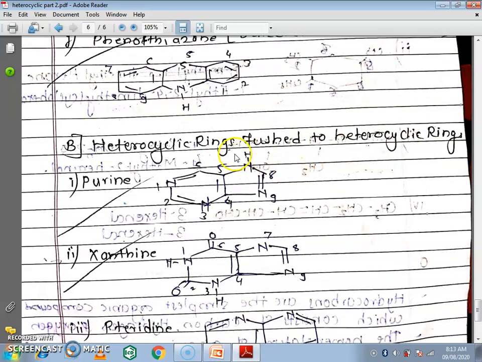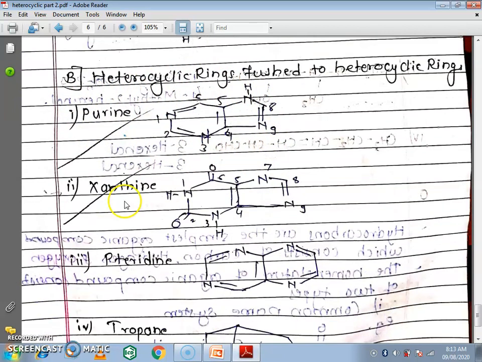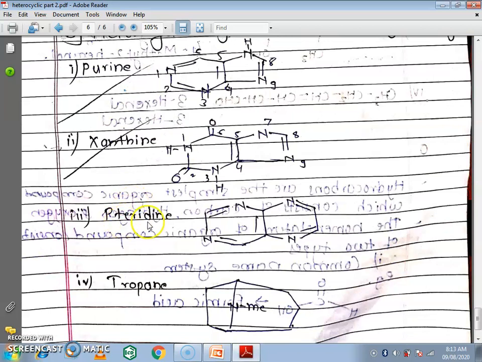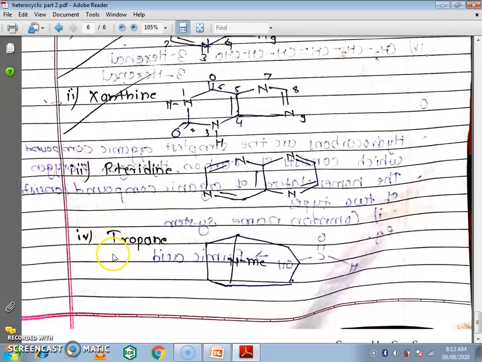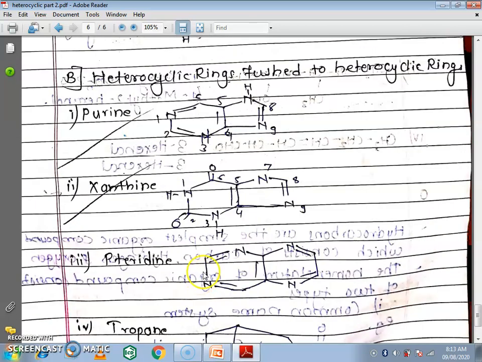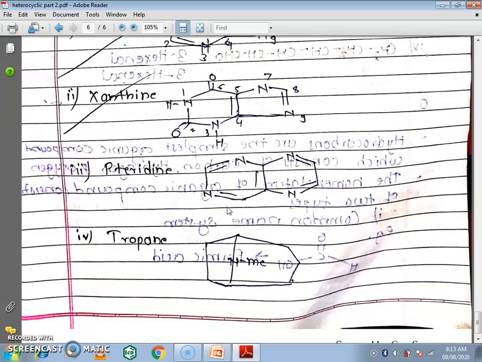In that we will see 2 heterocyclic rings fused. First one is purine. This one is a heterocycle. This is another heterocycle. This is a 5-membered ring and this is a 6-membered ring, fused with each other. That forms the purine. Next one is xanthine. Next one is pteridine. The last one is propane. These are the examples of heterocyclic rings fused to heterocyclic rings.